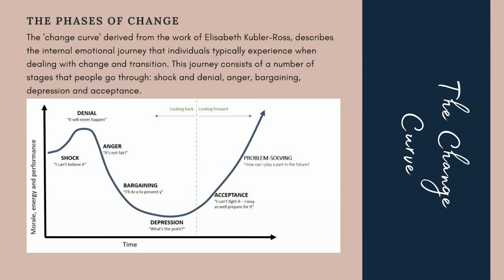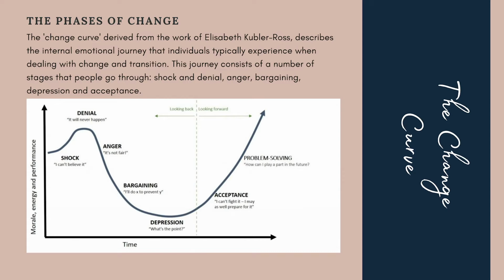Okay? So let's get into some of the actual phases of change. I said I would introduce you to the change curve. So this is what the change curve looks like. The change curve derived from the work of Elizabeth Kubler-Ross. She describes the internal emotional journey that individuals typically experience when dealing with a change or transition. The journey consists of a number of stages that people go through: shock and denial, anger, bargaining, depression, acceptance, and then another one that we call problem solving.